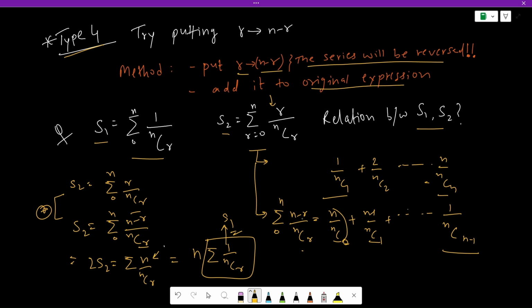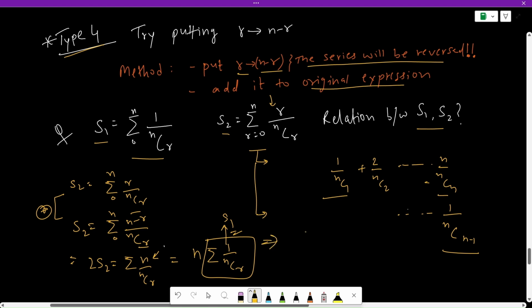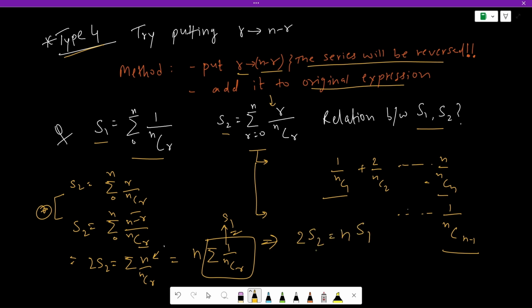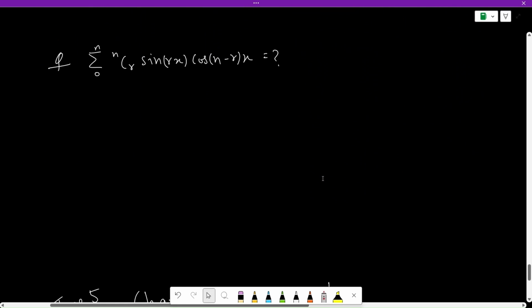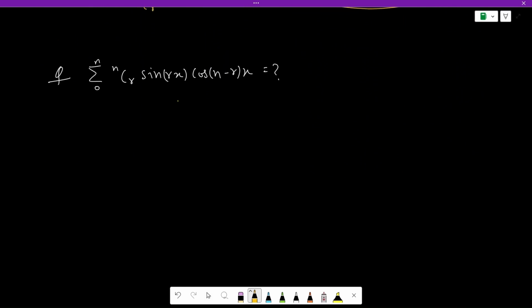Let me just erase it. So this is S1. So finally what we get is 2S2 is equal to n times S1. S2 is equal to n by 2 times S1. So this is the relation. And now this is the second example. Try to solve it yourself, then we will solve it.